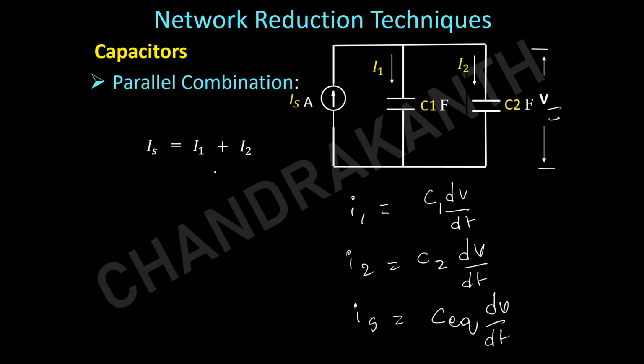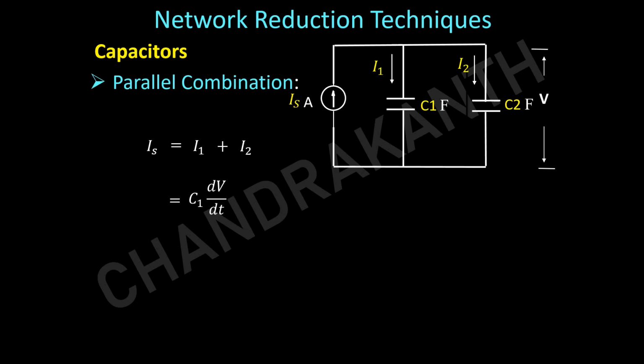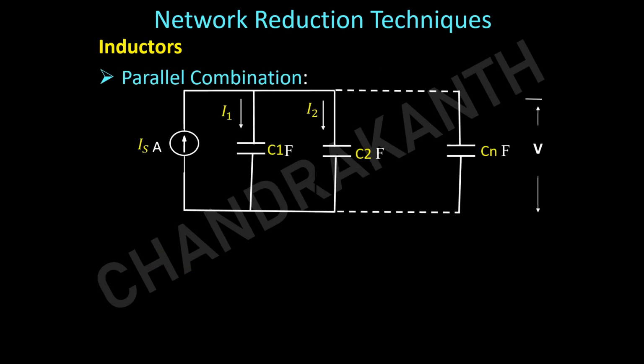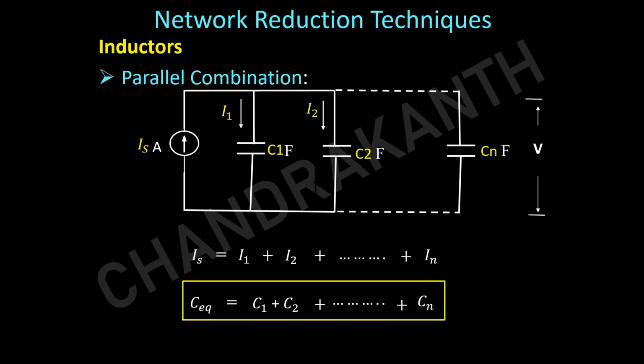Now if you substitute these terms in this expression, we will have C1 times dV by dt plus C2 times dV by dt equal to C equivalent times dV by dt. Now take dV by dt as common on the RHS. You will get C1 plus C2, and cancel the dV by dt term on both sides. The final expression will be C equivalent equal to C1 plus C2. In a similar way for n branches, you will have C1 plus C2 and so on up to Cn. These equations are very important.